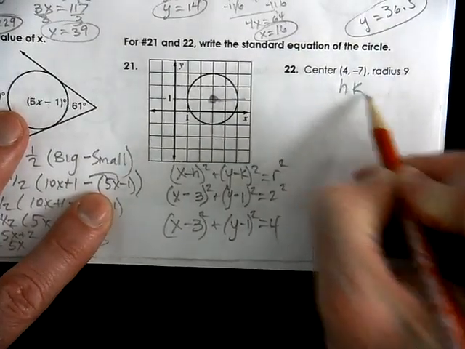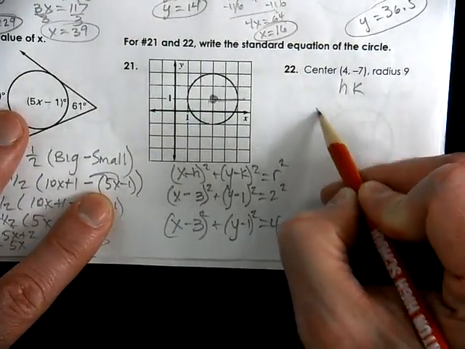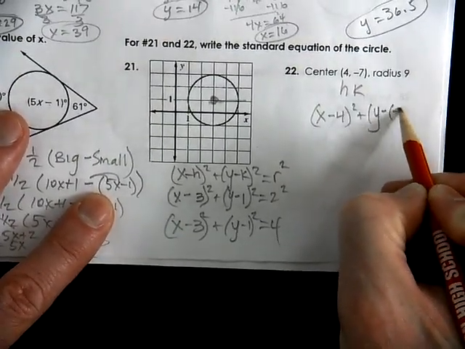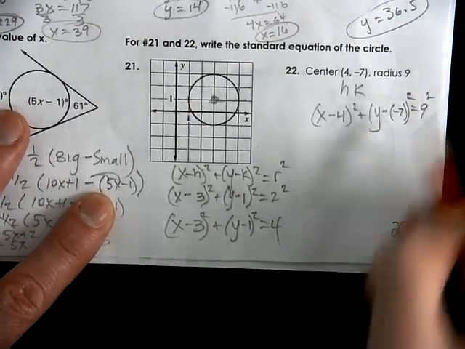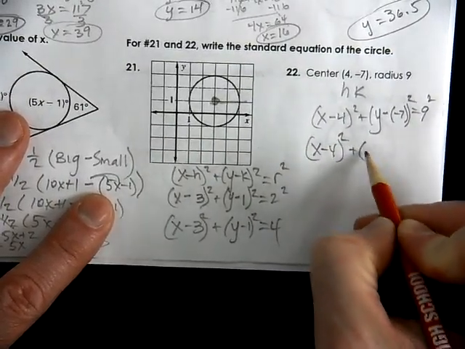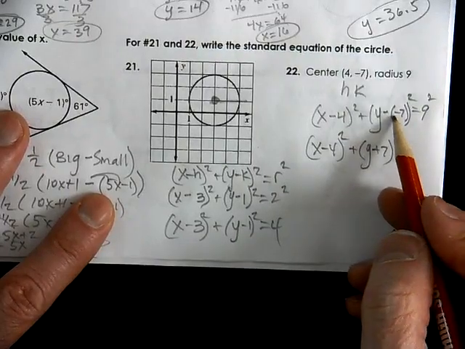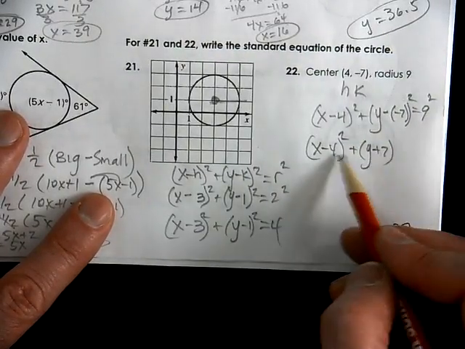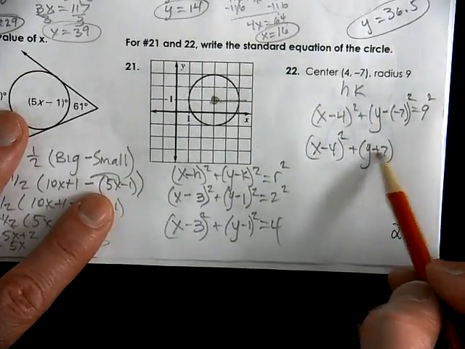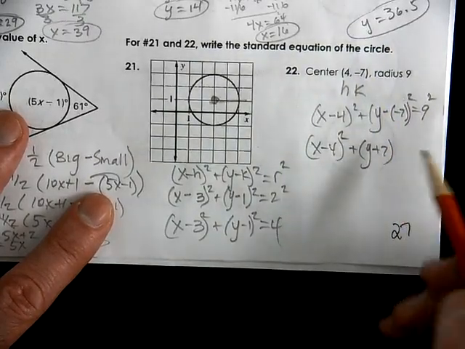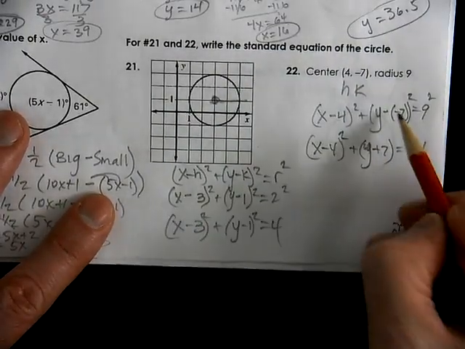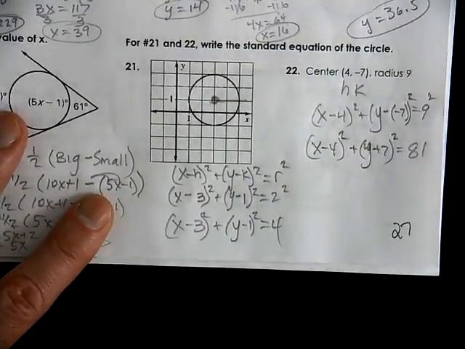Your center is your h and k, and your radius is 9. So you have x minus 4 squared plus y minus a negative 7 squared equals the radius squared. When you minus a negative, you're going to get a positive. So remember, this looks different than your h and k. It looks like a minus 4, but it's really a plus 4. And it looks like a plus 7, but it's really a negative 7. Don't forget your squares. You got to have the notation right.